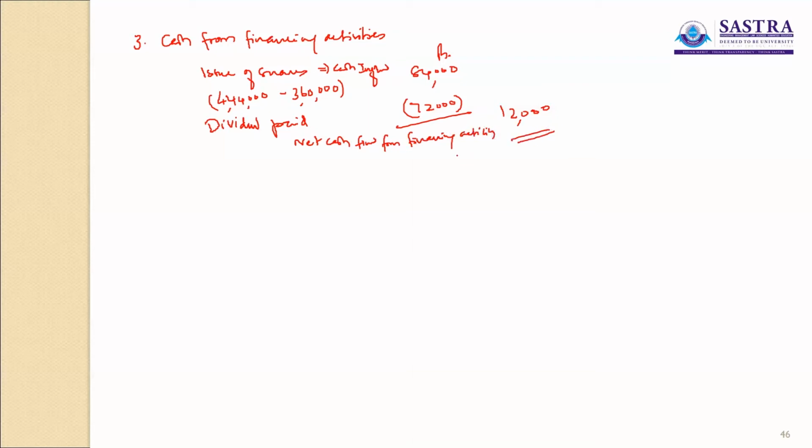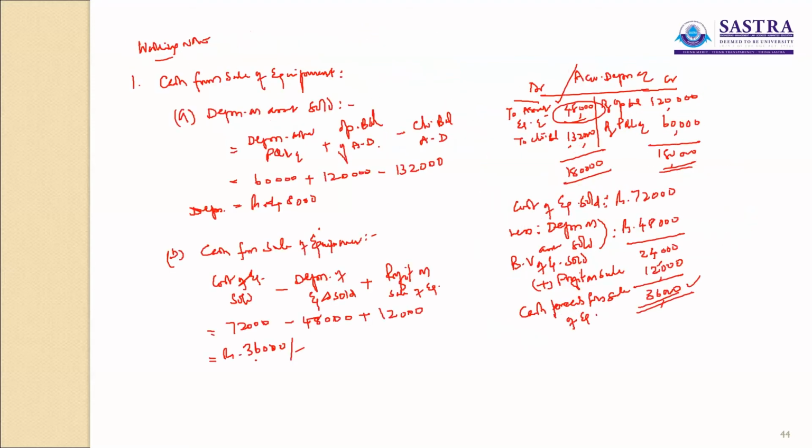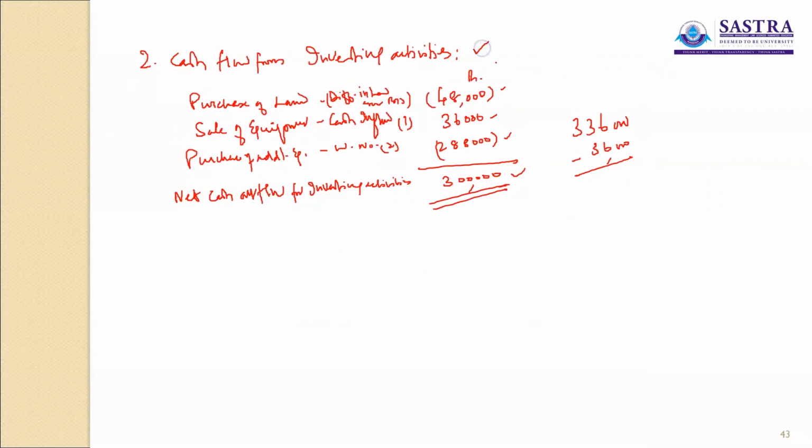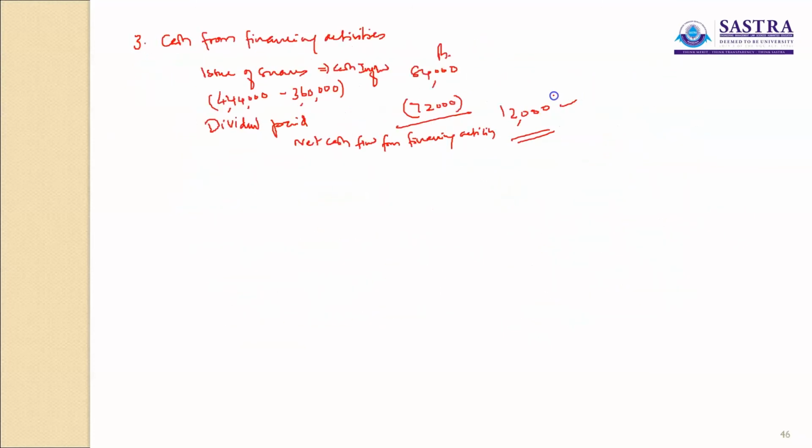12,000. So now we have calculated cash from operating activities. We know cash from investing activity and cash from financing activity. Now we can prepare the cash flow statement. So, cash flow statement of Ashok Limited on 31st March 2011 as per AS 3 Accounting Standard or Ind AS 7. The accounting standard has prescribed the format. These are the items to be considered.